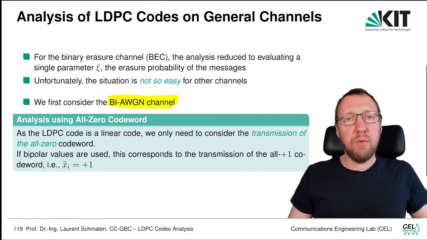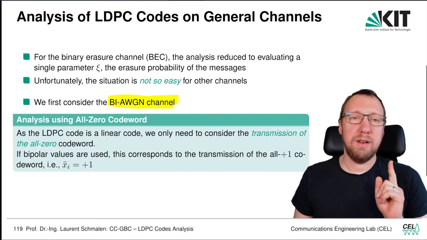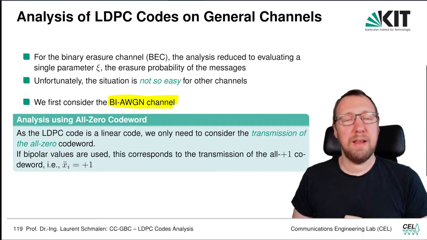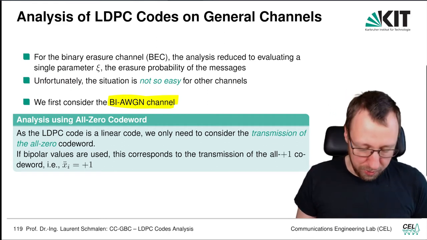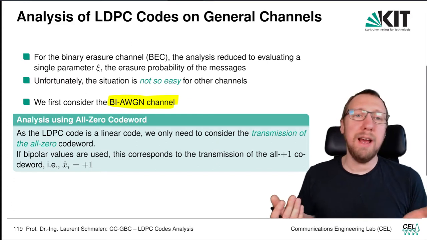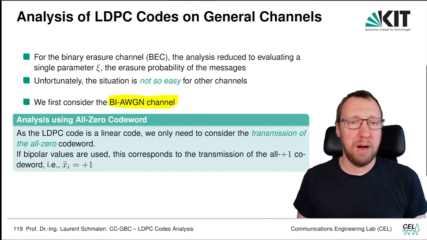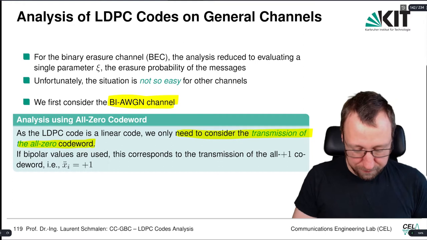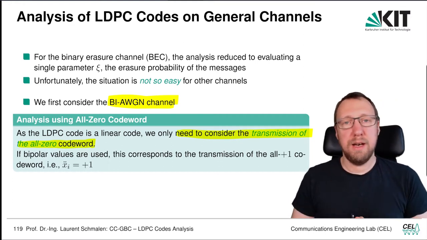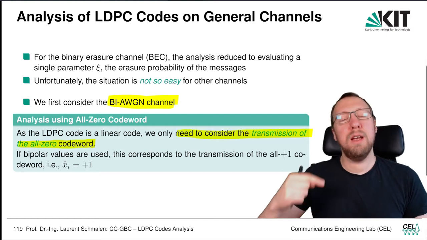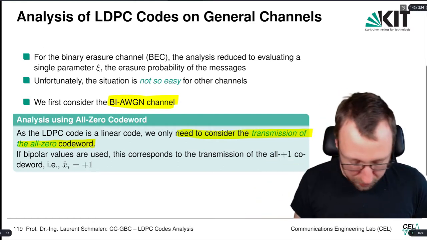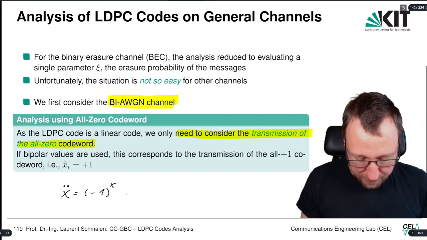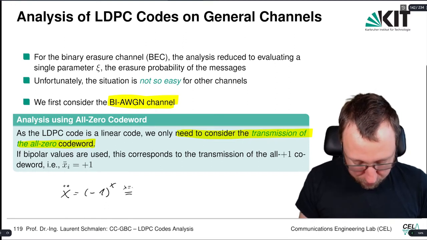The first assumption we make is that we transmit only one code word, and it's sufficient to look at one code word for the analysis. And this one code word is the all zero code word. We know the LDPC code is a linear code, so the all zero code word is part of the code. So we consider the all zero code word. If we have a binary input AWGN channel, this means we transmit plus one. Recall that x double dot is equal to (-1) to the power x, and if x is equal to 0, this is equal to plus 1.